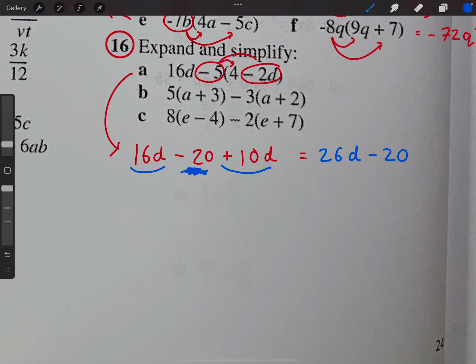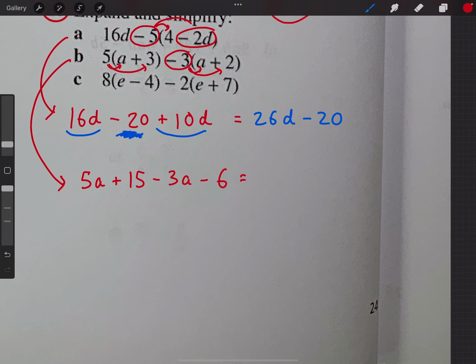Alright, next one is question B, which is here. I'm going to expand the front one. So 5 times a is just 5a. 5 times a positive 3 is a positive 15. Now negative 3 times a is negative 3a. And then negative 3 times a positive 2 is negative 6. Okay, now we have to simplify this. So you got 5a minus 3a, that's 2a. And then plus 15. That's your answer.